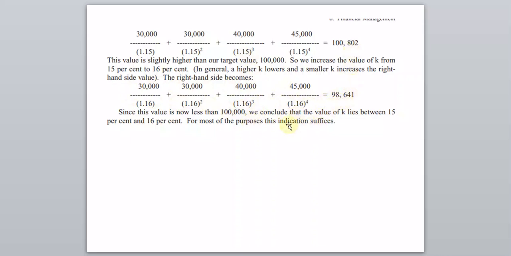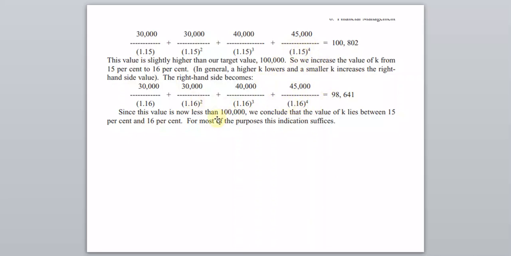So this is the exact variable, which is the expected rate of return, the internal rate of return. Since this value is less than 1 lakh, we can conclude that the value of k lies between 15% and 16%. That is the reason we are going to use the trial and error method to find the variation of the value of k. In this case, the variation of k ranges from 15% to 16%. That is the basic calculation.